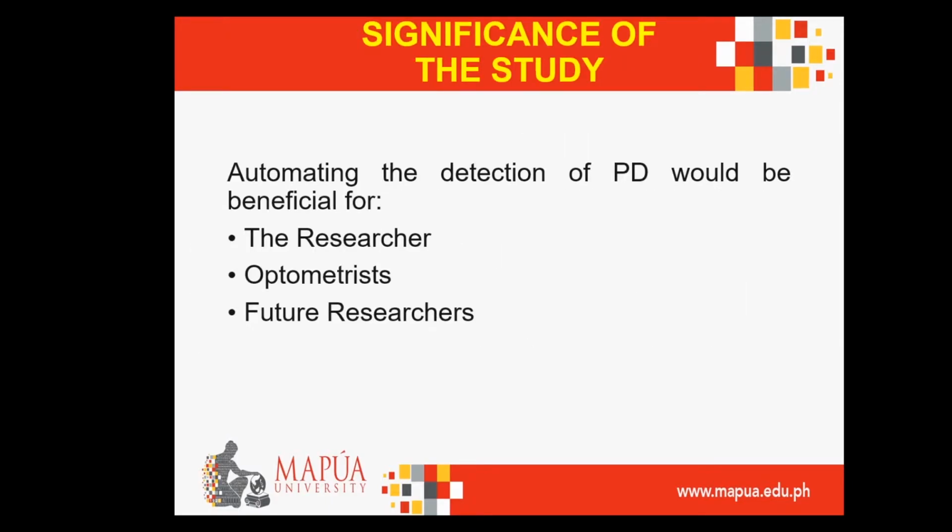The significance of the study affects three key people. Automating the detection of PD would be beneficial for the researcher, since this would open up the researcher's knowledge regarding optometry in the field of eyes and medicine. It would also be beneficial for optometrists, since the development of the prototype could speed up the process of determining pupillary distance by automating the whole procedure, while also allowing them to produce accurate results. And lastly, for future researchers, as this study can be used as a resource for citation and improvement with future studies relating to the field of pupillary distance or optometry.